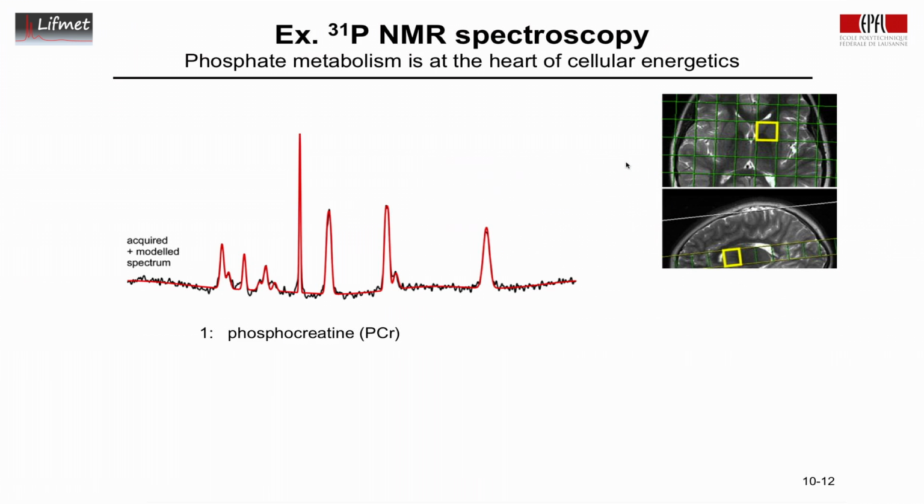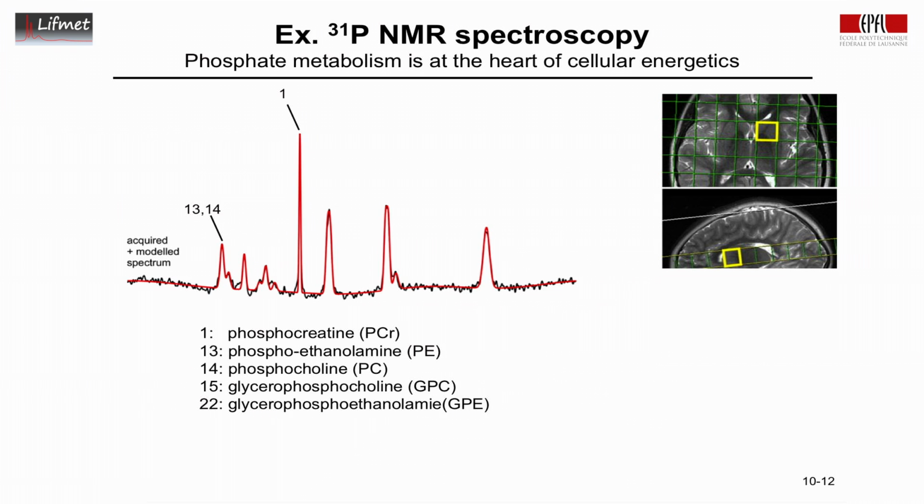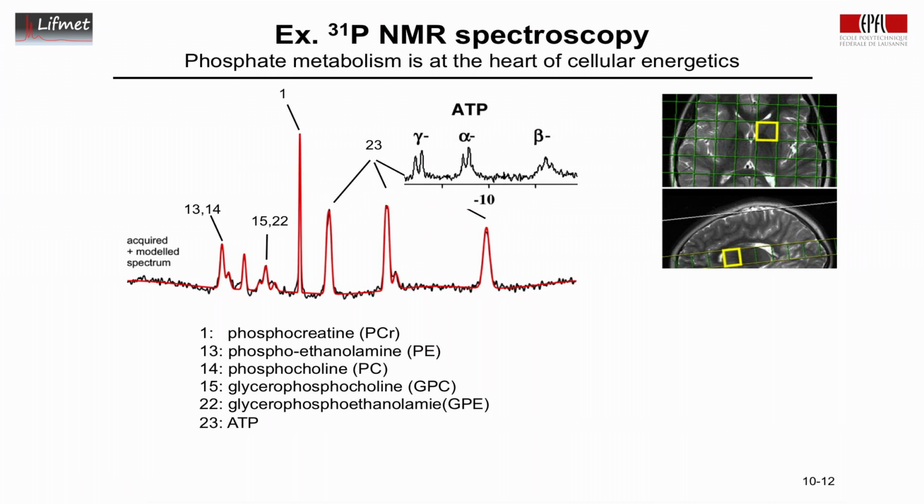One observes the signal due to phosphocreatine. We have phosphomonoesters such as phosphoethanolamine and phosphocholine. These are membrane anabolic compounds. Then one has glycerophosphocholine and glycerophosphoethanolamine, breakdown products of lipid metabolism. And then we have adenosine triphosphate. I presume you're all familiar with ATP, its structure. We have adenosine triphosphate, so we know there are 3 phosphates in it, and indeed we have 3 resonances.